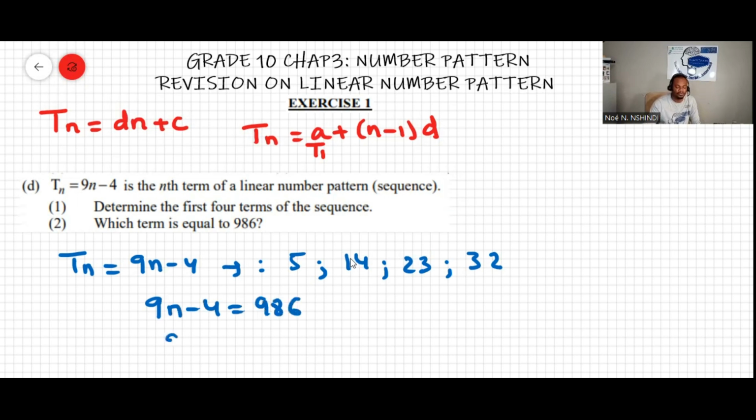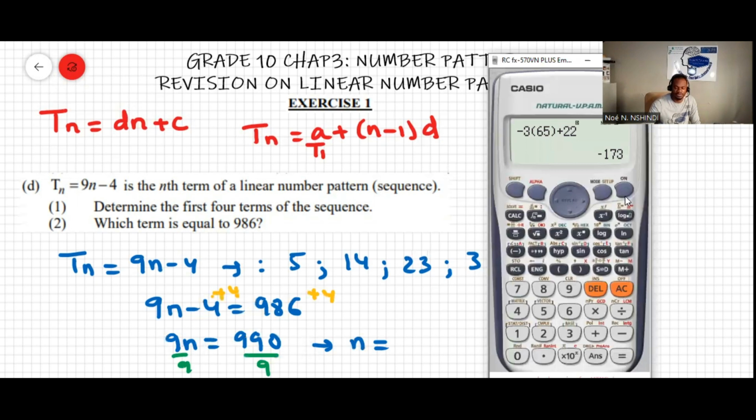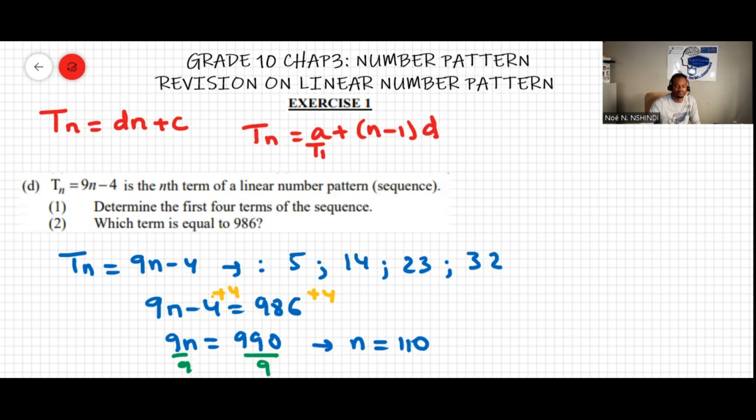So if I move negative 4 over, we have 9n equal to 990. And then if we divide by 9 both sides, over here I did plus 4, a plus 4 also. So if I divide by 9, this makes n equal to, guess what? 110, right? Let's see. 990 over 9. Yeah, 110. So that makes 110. Thank you.